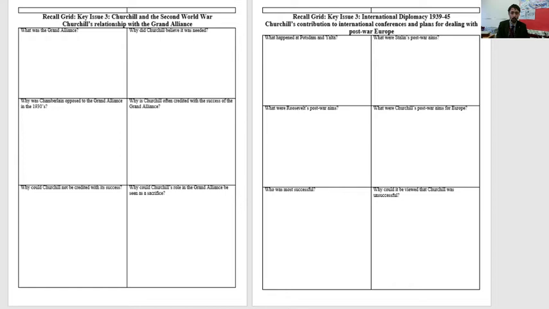And for this, we're talking about the big three conferences. So what happened at Potsdam and Yalta? Two of the big three. The other one's Tehran. So note the missing of Tehran.